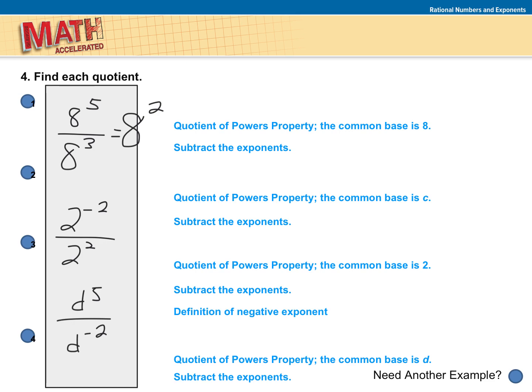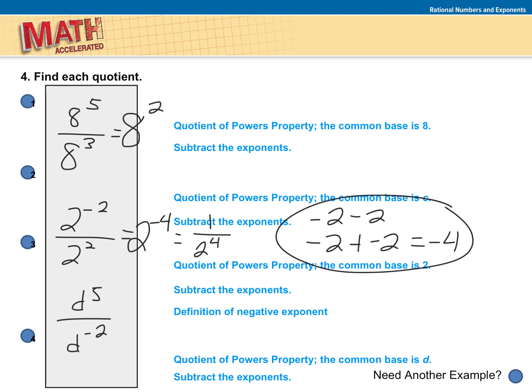On number 2, what is my base? 2. What do I do with the exponents? Subtract. So we have negative 2, top minus bottom. Negative 2 minus 2. Keep change flip. That would give you negative 4. Can I leave it like that? No. What does it need to be? 1 over 2 to the 4th. You got it. If it helps to write these off to the side, go ahead and do that.